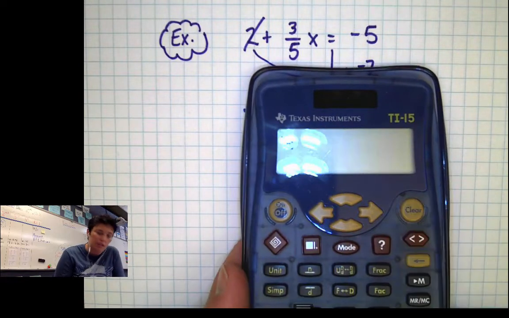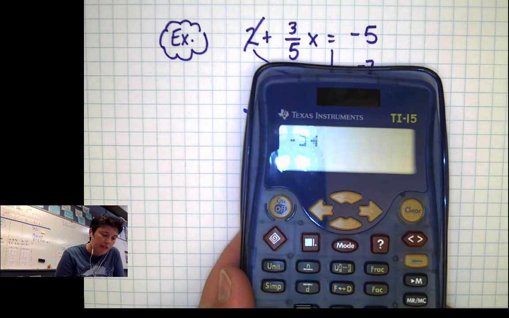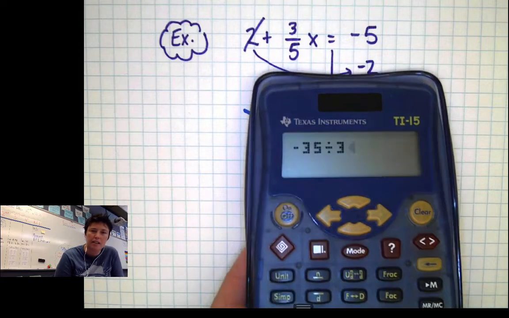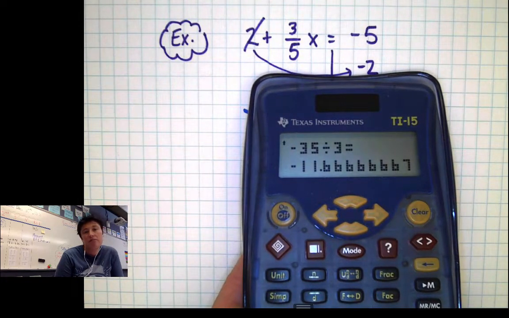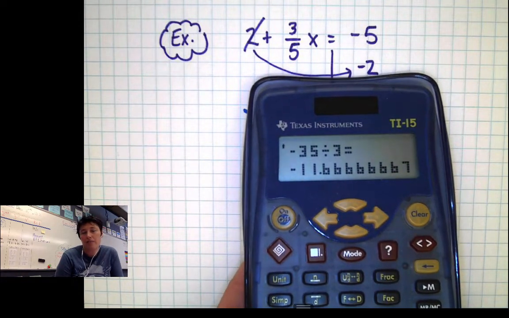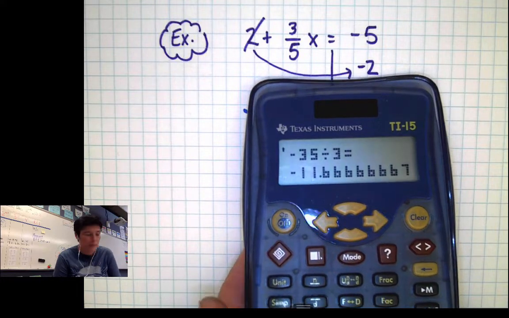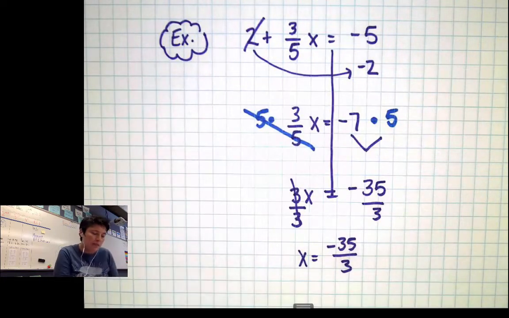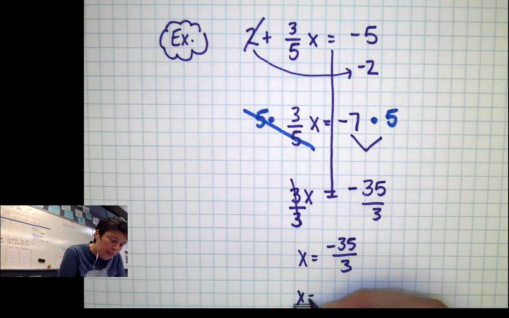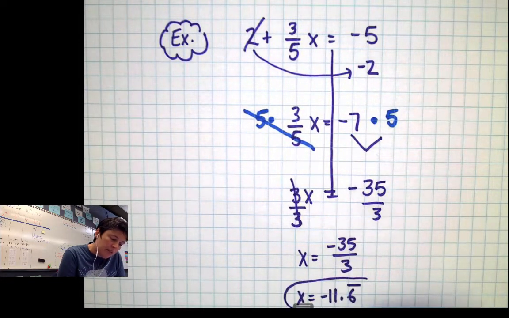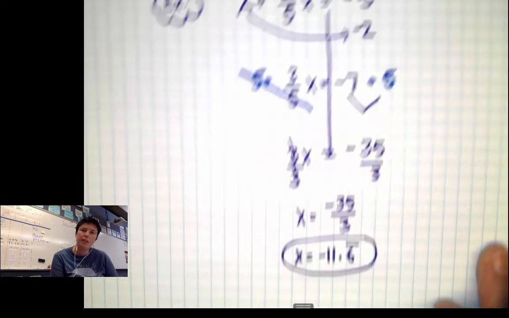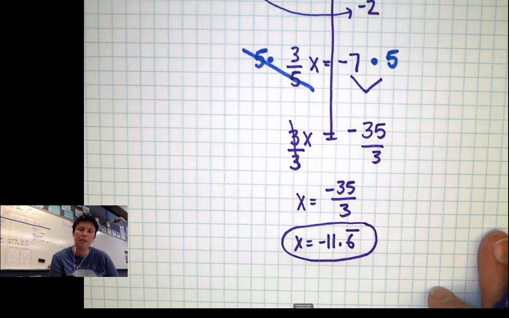We'll clear out what's in here. So we're going to do -35 divided by 3. How bad is this decimal, you think? Well, not too bad. -11.666 repeated. So I'm going to write underneath x equals -11.6 repeated, and that's going to be my solution. And there we go. There's our steps.